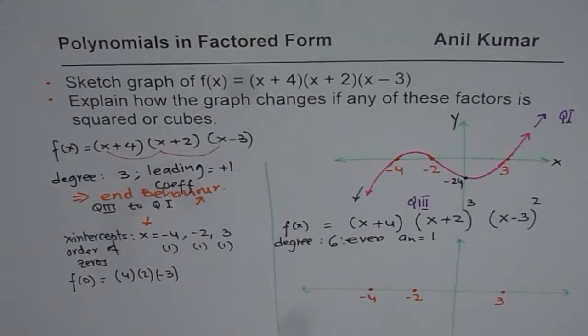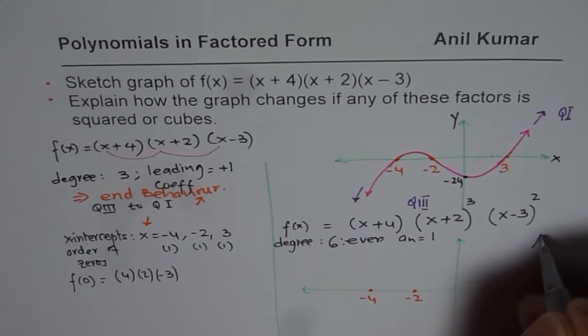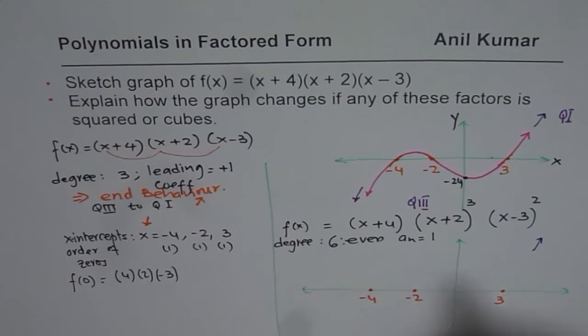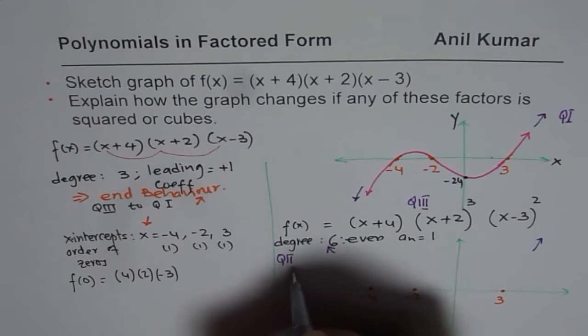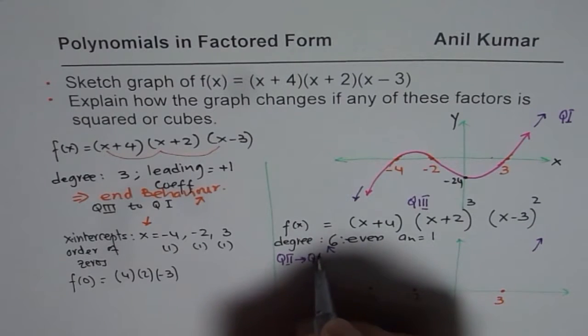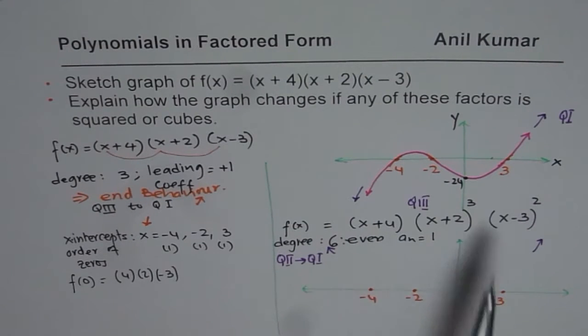That really means that the right side is up. Leading coefficient positive, right side is up. Since it is an even degree, both ends will face the same side. So in this case, we are going from quadrant 2 to quadrant 1, correct? That is one change, which is because of the change in degree of the polynomial.